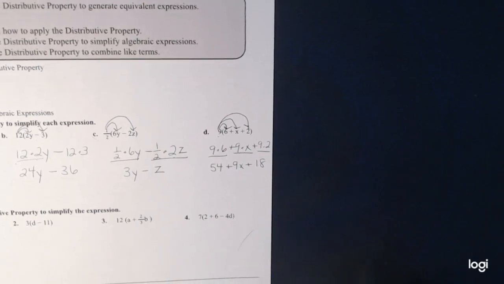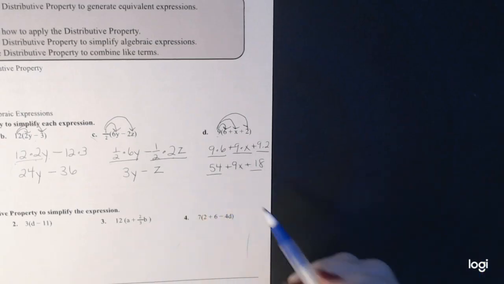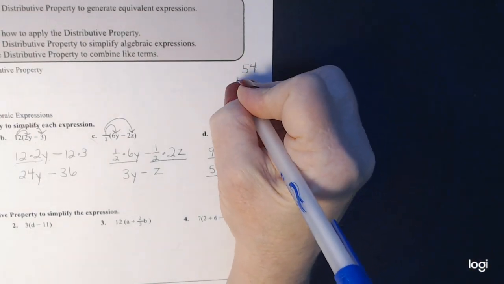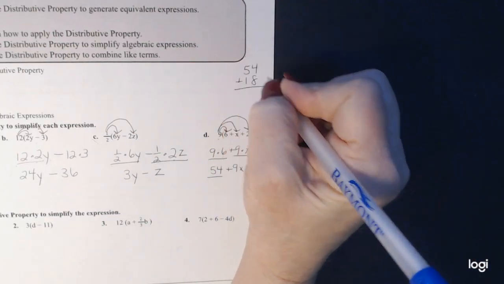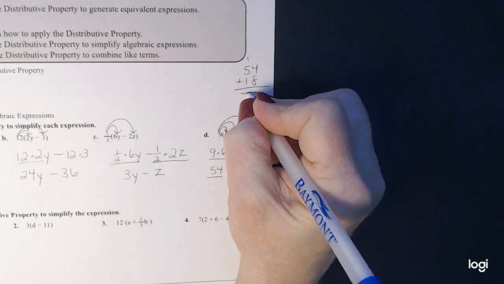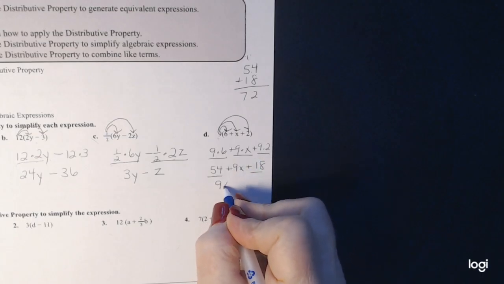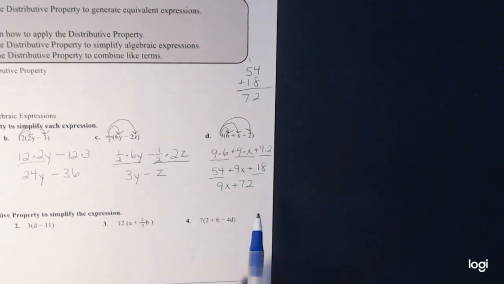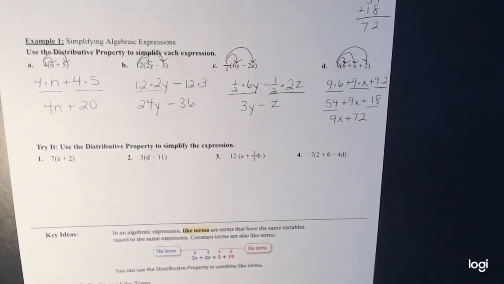Well, if I look at this problem, I've got 2 constants, 2 numbers by themselves. I can actually add those 2 numbers together. So I would take 54 plus 18 like this. And I'm going to get 8 plus 4 is 12. 5 plus 1 is 6 plus 1 is 7. So I'm going to have the answer of, I'm going to put 9x first, and then I'll put my 72. I like to put the variable in the front because I know at the middle school they're going to ask that you put the variable first.